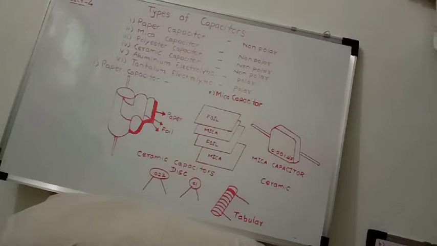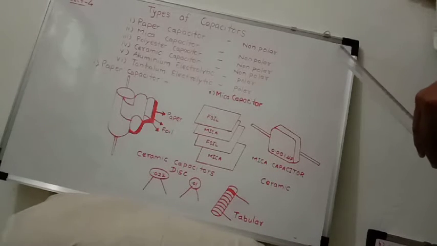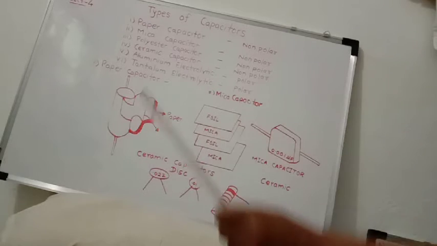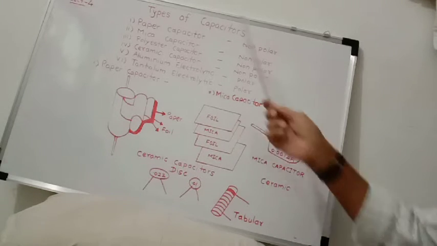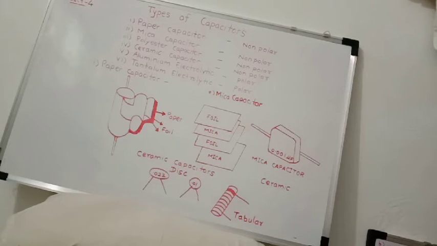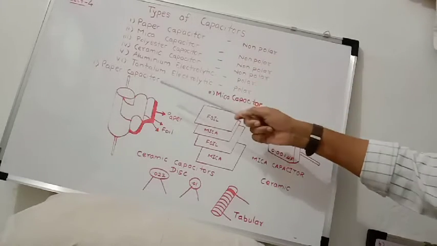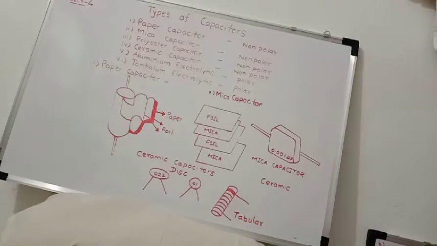Hello students, today we will start different types of capacitors. We will study about different types of capacitors. So we know that basically there are two types of capacitors, fixed capacitors and variable capacitors. In fixed type there are again two types, polar capacitors and non-polar capacitors. So these are the different fixed capacitors.